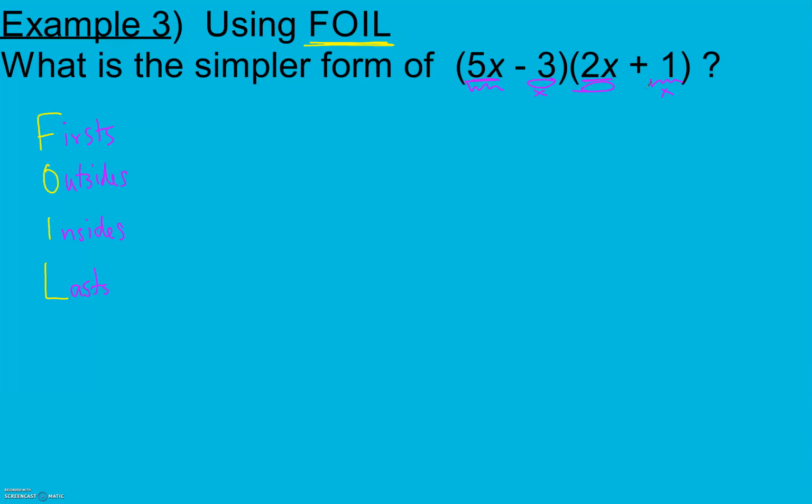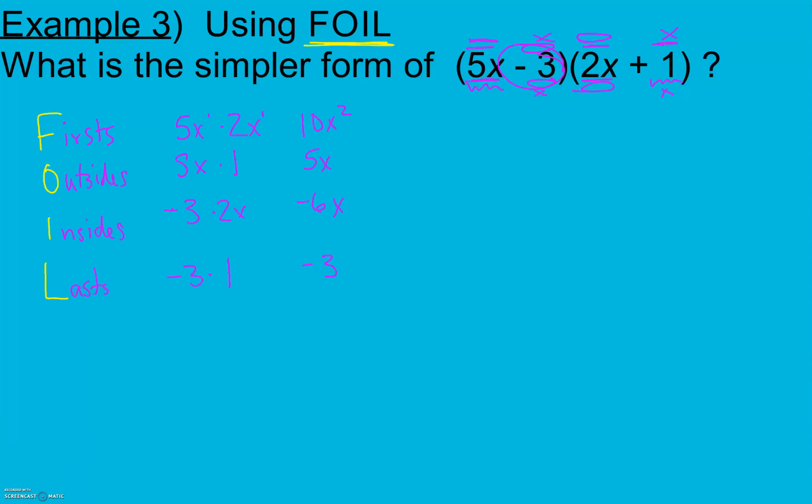So with my FOIL here, my firsts, 5x and 2x. And again, we're still just multiplying. I'm going to take 5x times 1. I'm going to take negative 3 times 2x for my insides. And again, the sign goes with the number. And I'm going to take negative 3 and 1 for lasts. Here, 5 times 2 is 10. Multiplying power, same base, we add our exponents, x squared. 5 times 1 times x. Negative 3 times 2 is negative 6x. And negative 3 times 1 is negative 3.